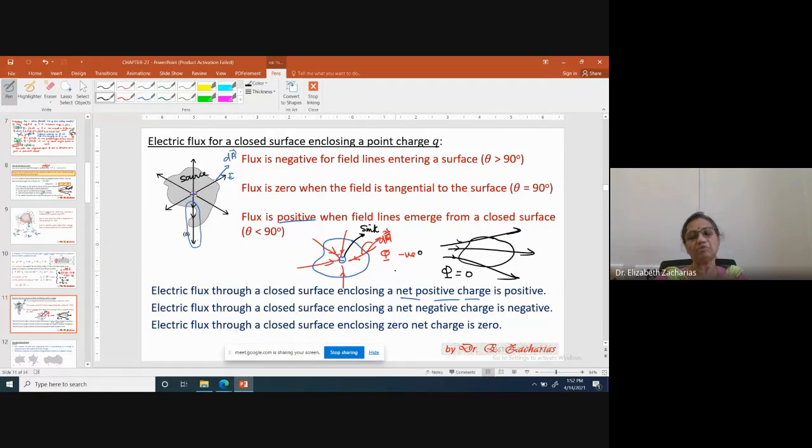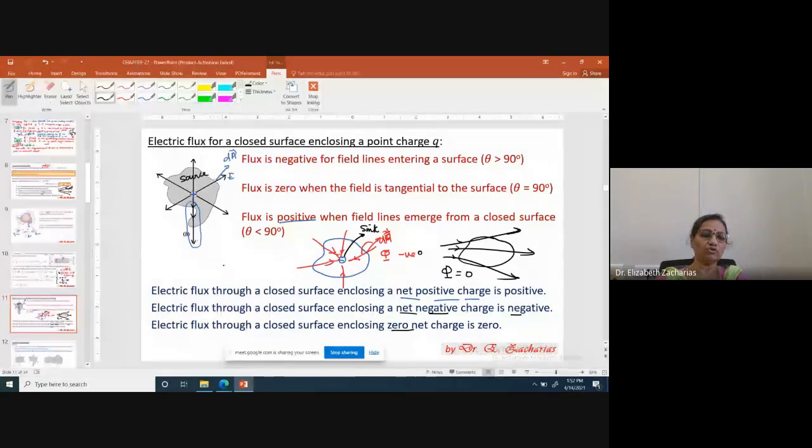I'm leaving the subscript E because now we know we are talking of electric field lines only. Or we conclude that electric flux through a closed surface enclosing a net negative charge is negative. Electric flux through a closed surface including zero charge is 0.